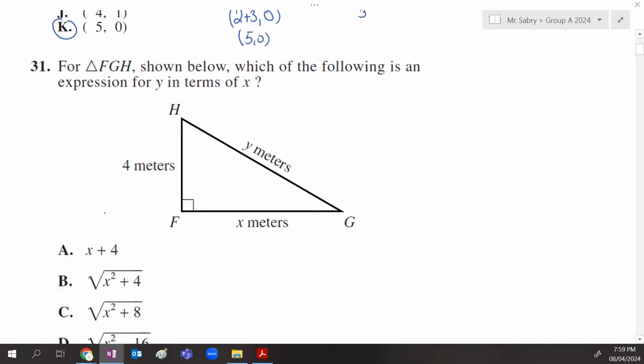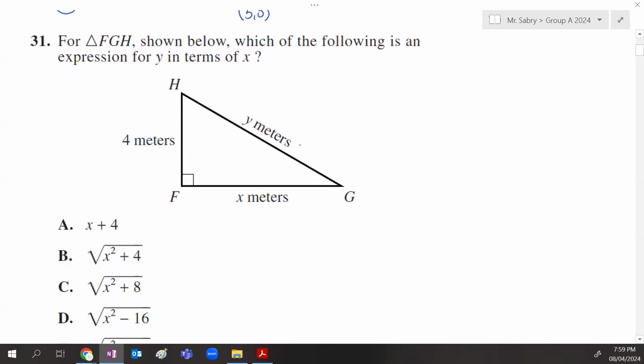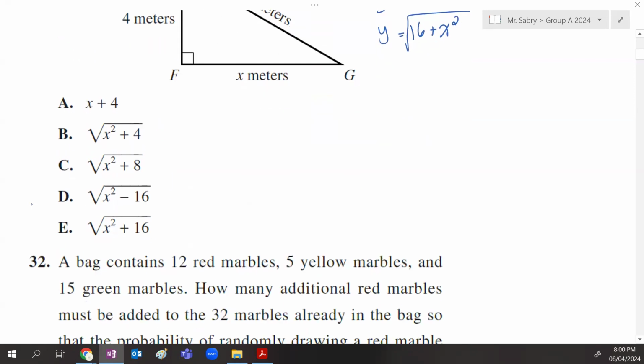Once we go to 31, they need y in terms of x. What I know is that in any right triangle, since we're talking about sides, it's Pythagoras. So y squared is equal to the 2 legs to the power of 2, 4 squared plus x squared. That would get you 16 plus x squared. To get y alone, I need to put the square root on the other side, and that would get you choice E as the correct one. Because the hypotenuse is missing, we put a square root and we add both legs to the power of 2.